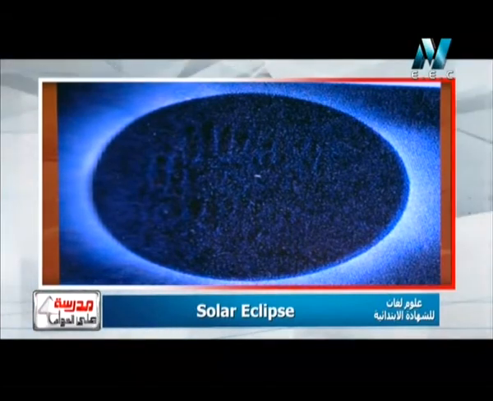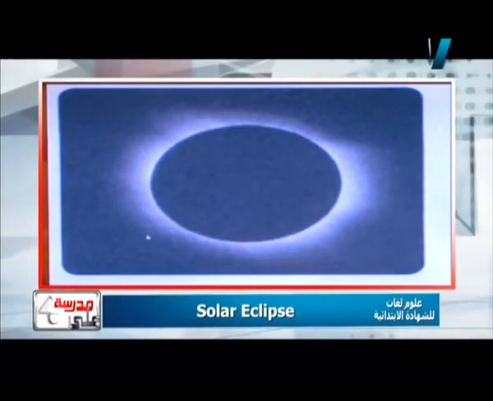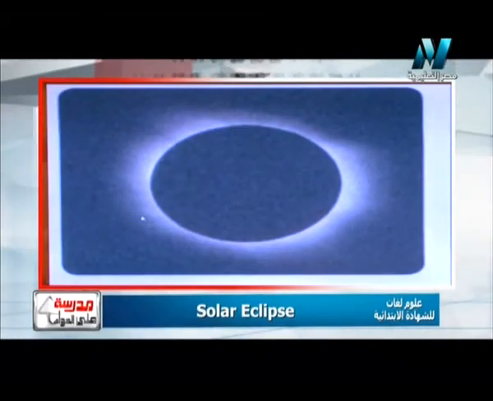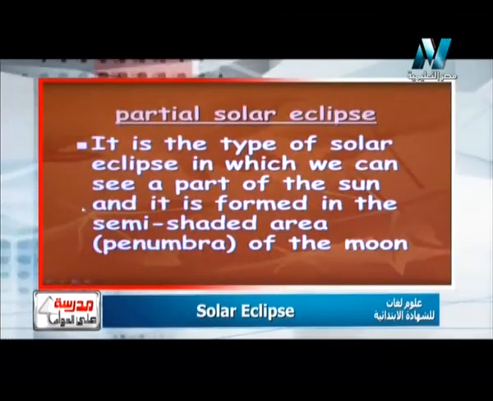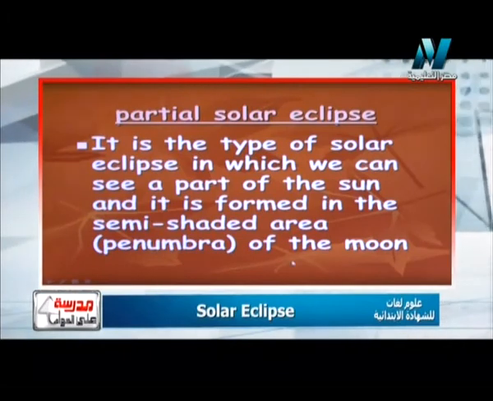And we cannot have any light in this case. Okay? Another picture for the total solar eclipse. Okay? So what about the partial solar eclipse? It's a type of solar eclipse in which we can see a part of the sun.